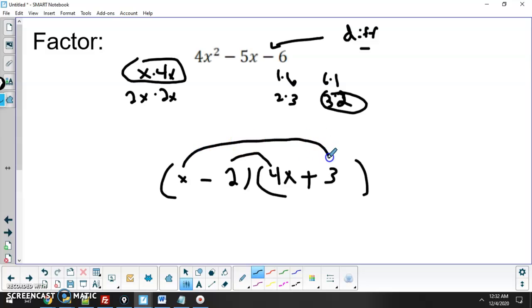Okay, so we do the outsides and the insides to make sure we get the middle. -8x plus 3x is equal to -5x. All right, so just be careful to check.